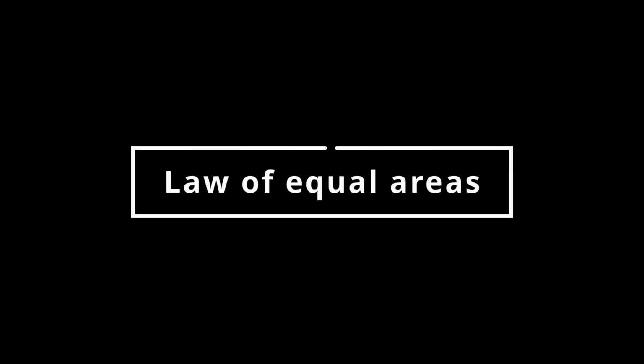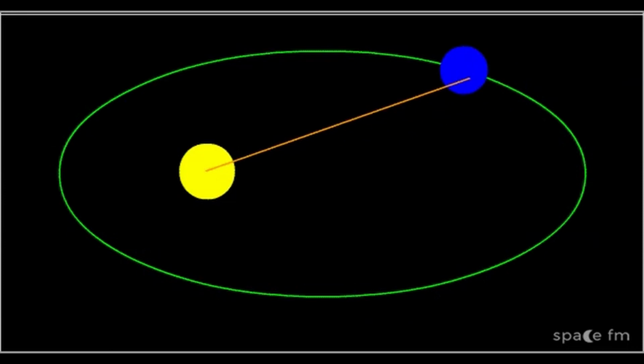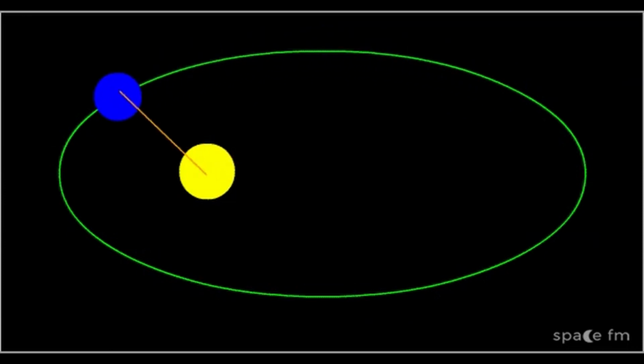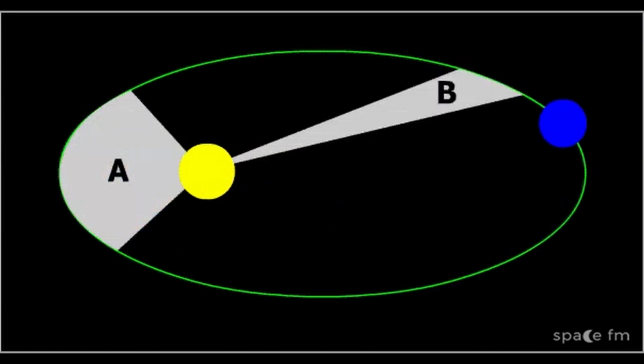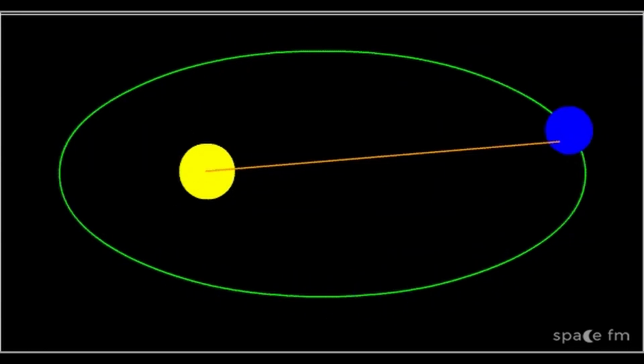The second law, also known as the law of equal areas, states that the line joining the Sun and the planet sweeps out equal areas in equal time intervals. The implication of this law is that a planet moves faster when it is closer to the Sun and slower when it is further away from the Sun.